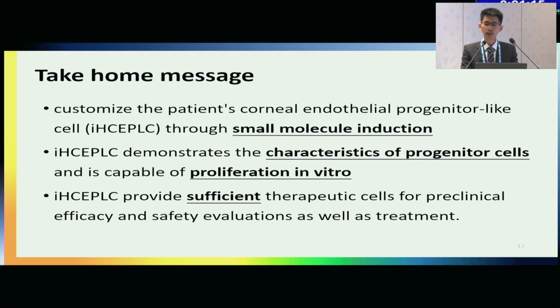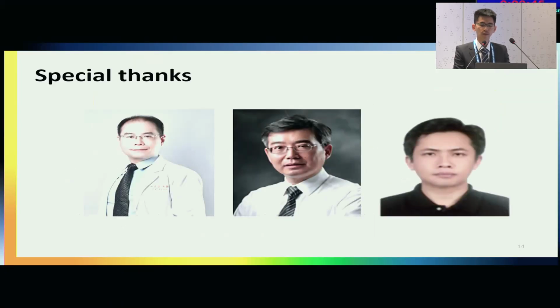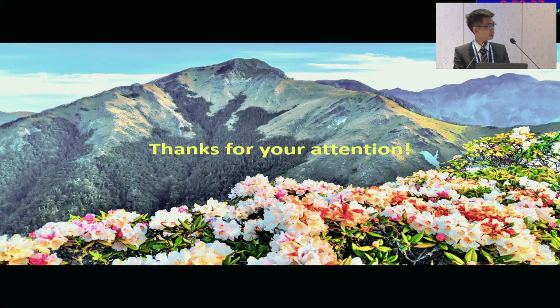The conclusion of this study is that we customize the patient's corneal endothelium progenitor-like cells through molecular induction. The iCEC-PLC have characteristics of progenitor cells and are capable of proliferation in vitro. The iCEC-PLC provide sufficient therapeutic cells for preclinical efficacy and safety evaluation as well as treatment. This study was published in JAR. Thanks to Professor Chen, Professor Mei, and Dr. Shi for their guidance and the other team members for their help in this study. This is my presentation. Thanks for your attention.